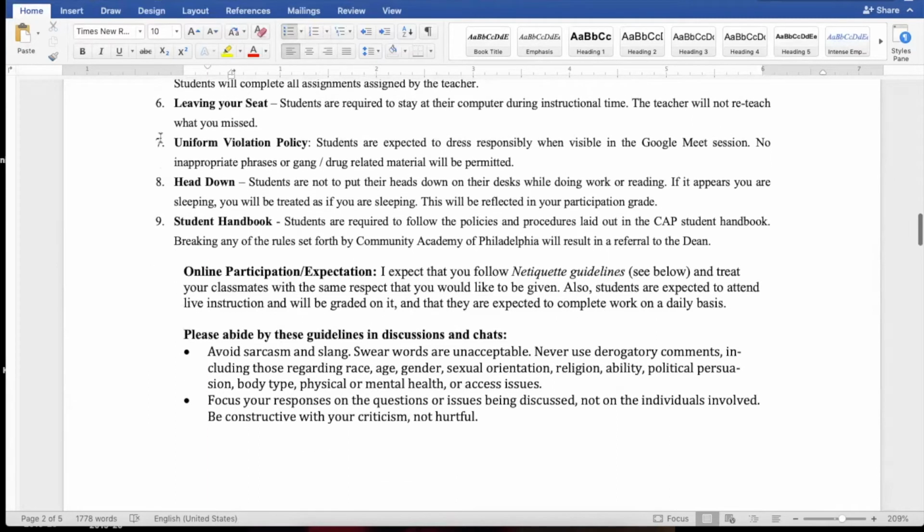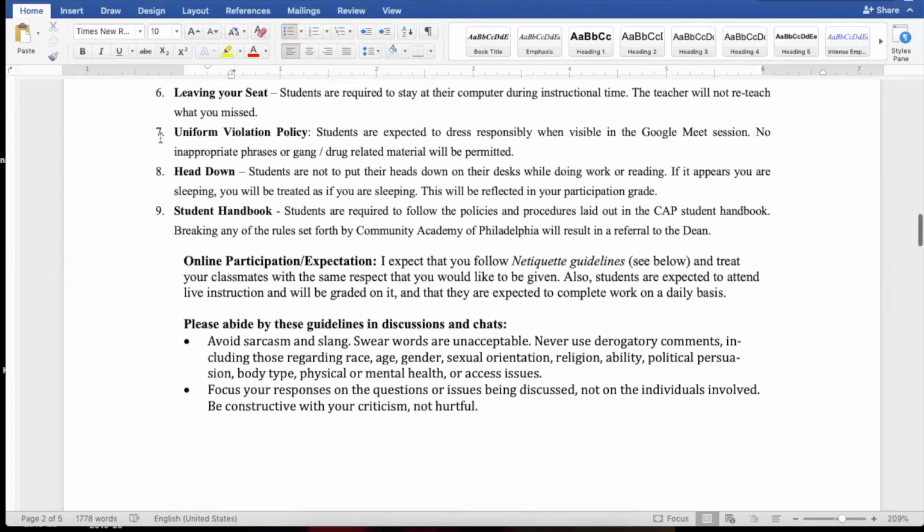Uniform violation policy. Guys, I'm not going to expect you to dress up in your school uniform at home, but still, please dress appropriately. Right? Nothing inappropriate. Just make good choices.